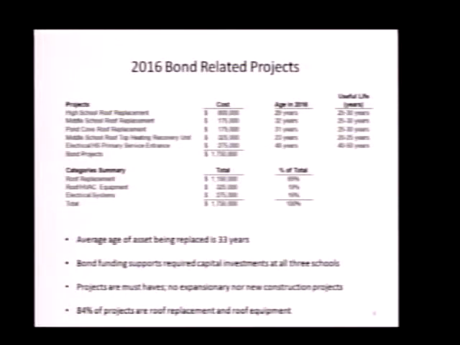I would note these projects are must-haves. They're not discretionary, nor expansionary, nor new build, nor renovation projects. As I mentioned, 84% of the projects are roof replacement and roof equipment. Included in the presentation packet, also available to all stakeholders, are additional details of each project. It was included in a memo by the Buildings and Grounds team and Greg Morrill, the Director of Facilities.